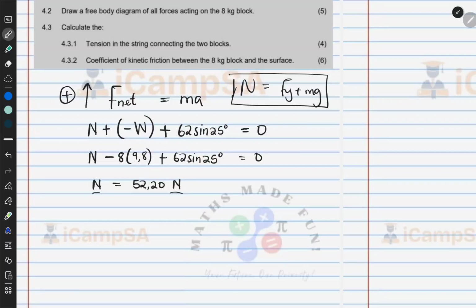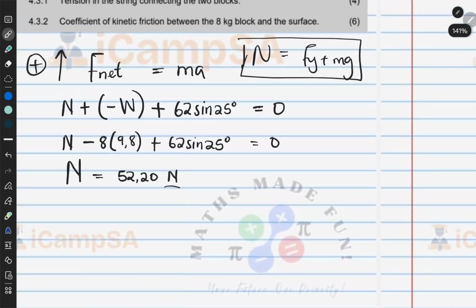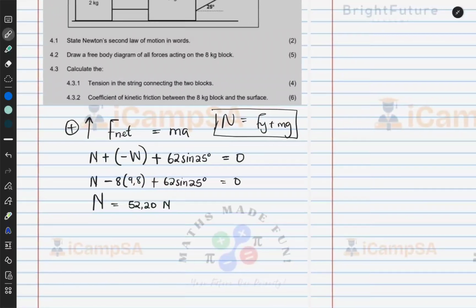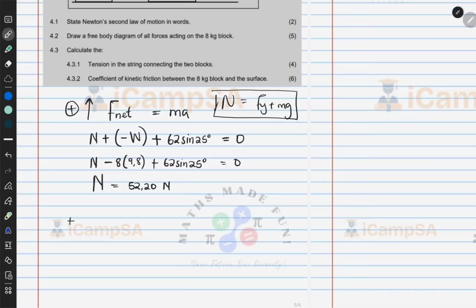This looks weird, NN. I think that's why some people prefer to use FN. It's fine though, still the same thing. So let me use a big N so it doesn't look strange. So it's 52.20 newtons. Okay, now we proceed. They asked us specifically for the coefficient of kinetic friction. So what if we sum forces now along the horizontal, the x-axis? So we say F net is equal to ma.